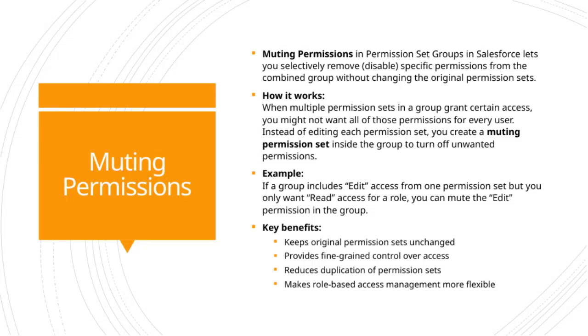Let's talk about muting permissions in permission set groups in Salesforce. This feature allows you to selectively remove or disable specific permissions from a combined group without needing to alter the original permission sets. Here's how it works. Imagine you have multiple permission sets in a group granting certain access, but for some users, you don't want all those permissions. Instead of editing each permission set individually, you can create a muting permission set within the group. This muting set effectively turns off or mutes the permissions you don't want a particular user to have.